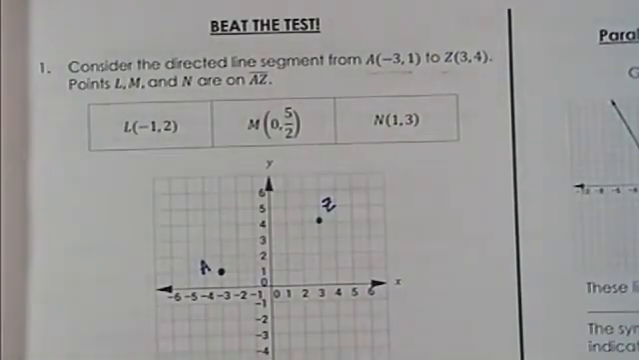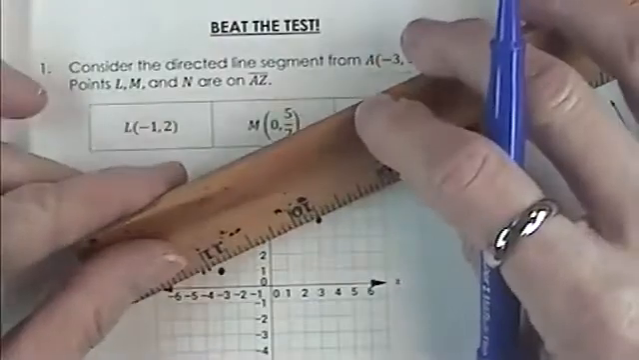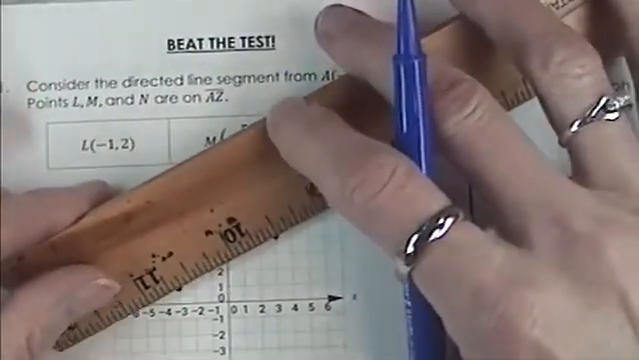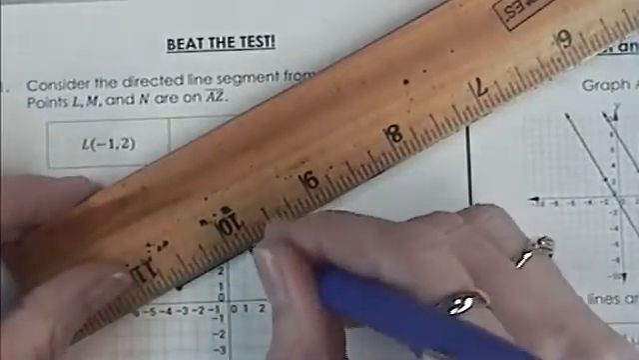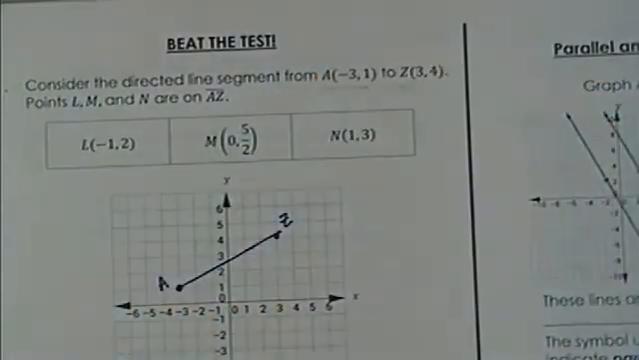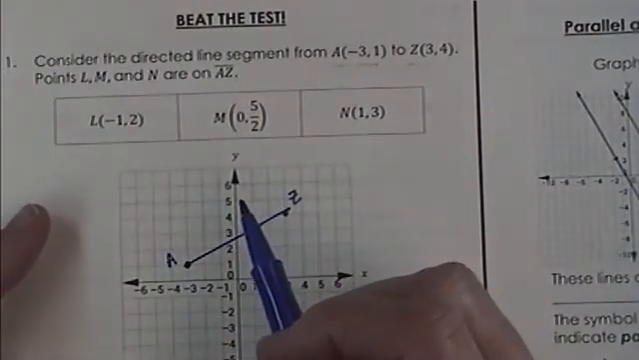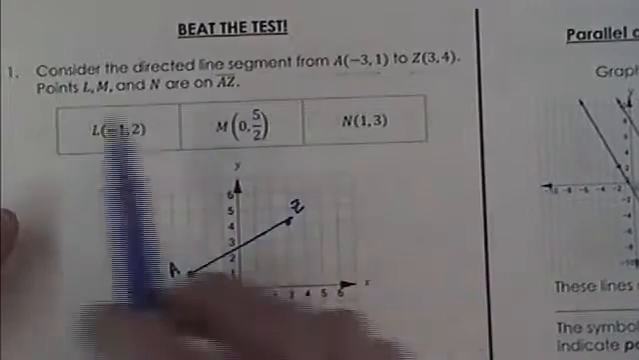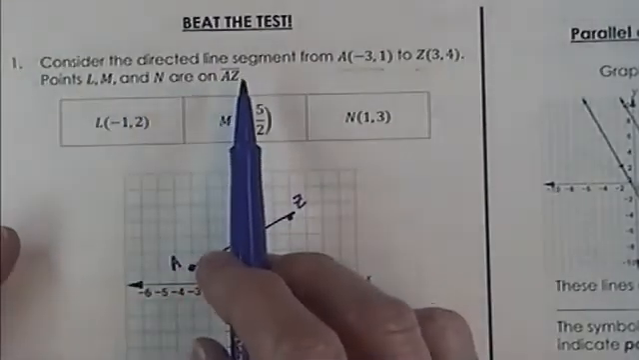And we're going to use a straight edge to connect our 2 points, A and Z. This is not the straight edge I want, but I'm going to use it. Okay, this looks a little bent. Okay. Here we go. So points L, M, and N are on segment AZ.